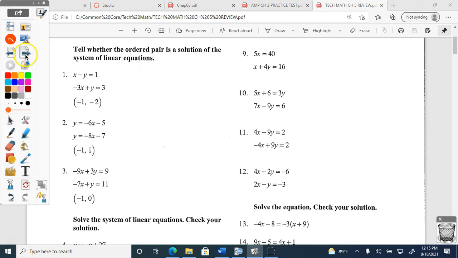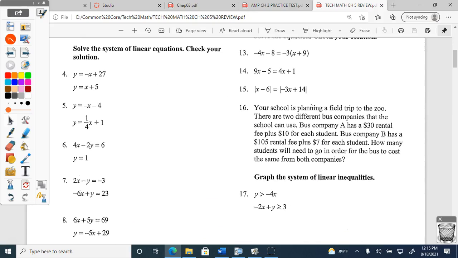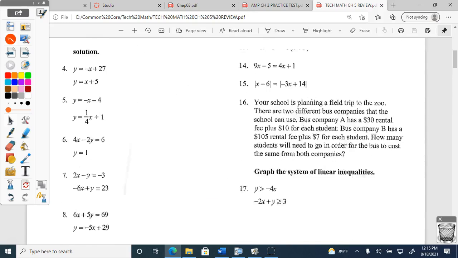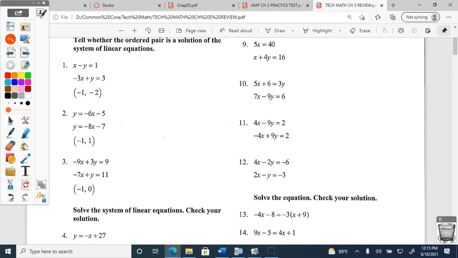All right. Move it up a little bit to number 4, 5, 6, 7, 8, 9, 10, 11, and 12. Okay? You are just solving the system of linear equations.